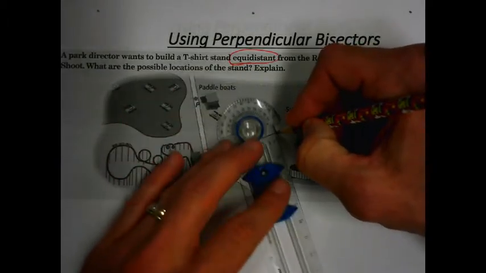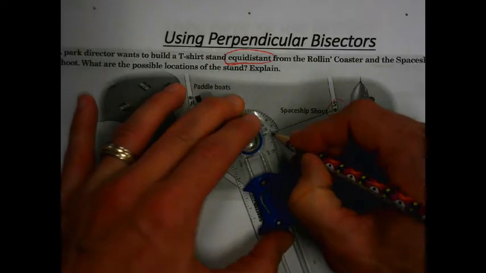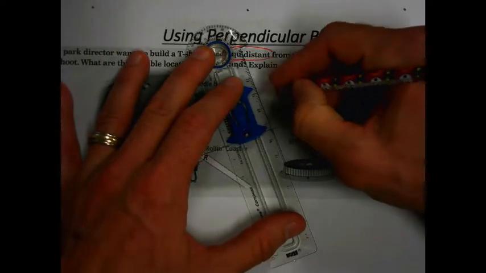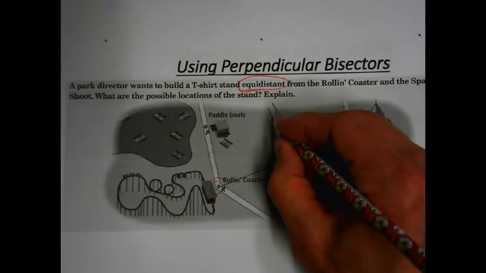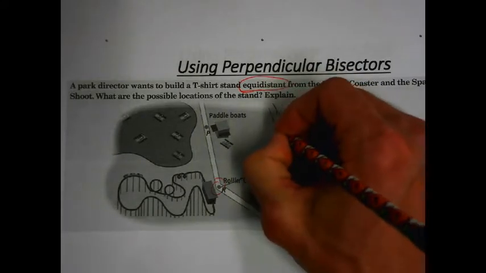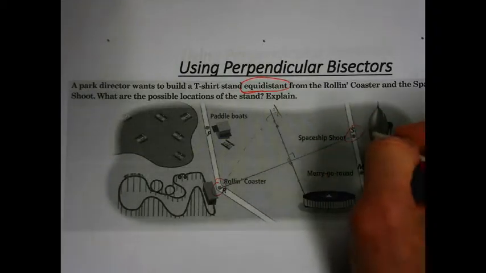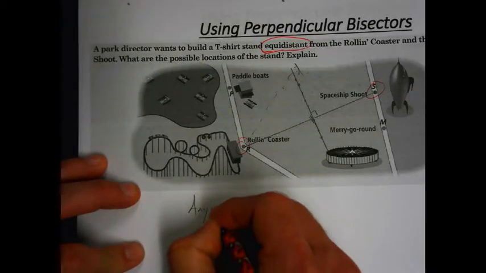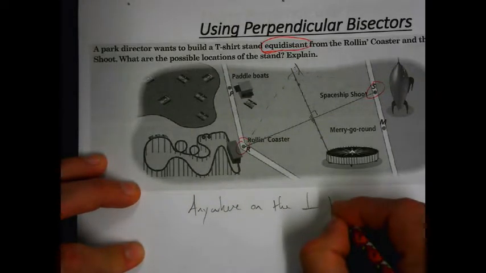And watch this cheat. Let's say that's the midpoint, however. I'm going to cheat. So it could be anywhere on that perpendicular bisector. So let's just say we have a perpendicular bisector. The T-shirt stand is anywhere on that perpendicular bisector. All those possible T-shirt stands are going to be equidistant from the roller coaster to the spaceship. So what are the possible locations? Anywhere on the perpendicular bisector.